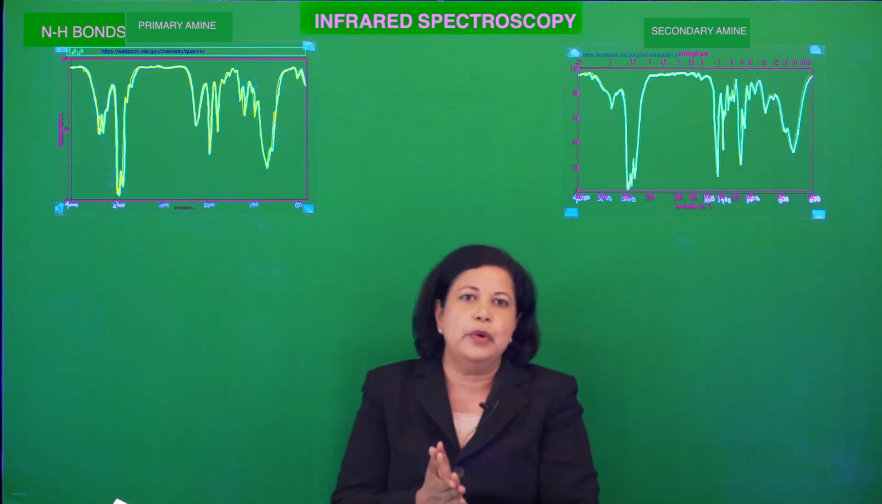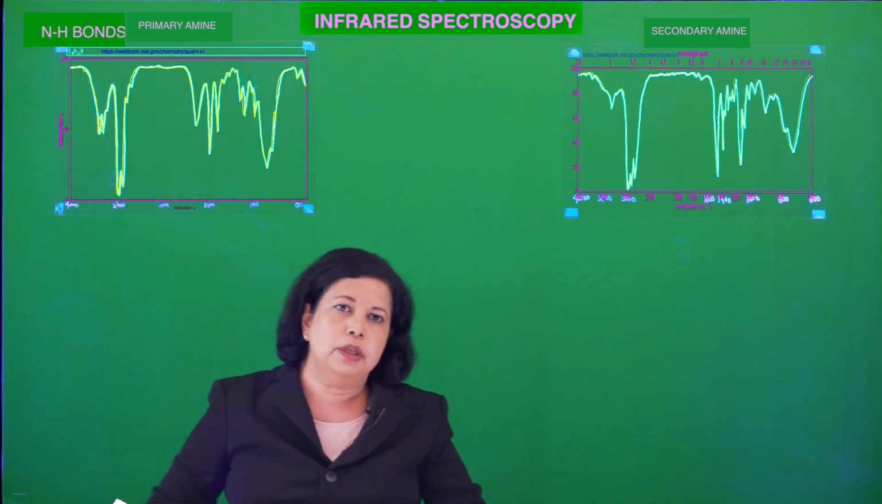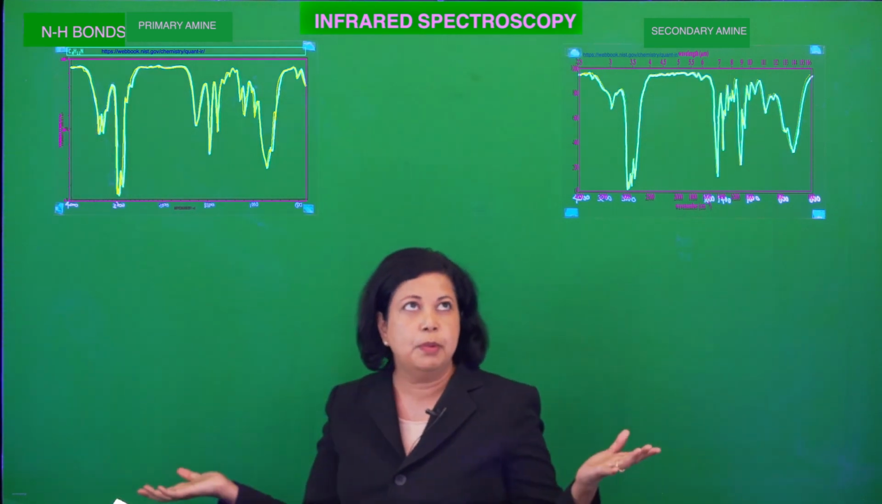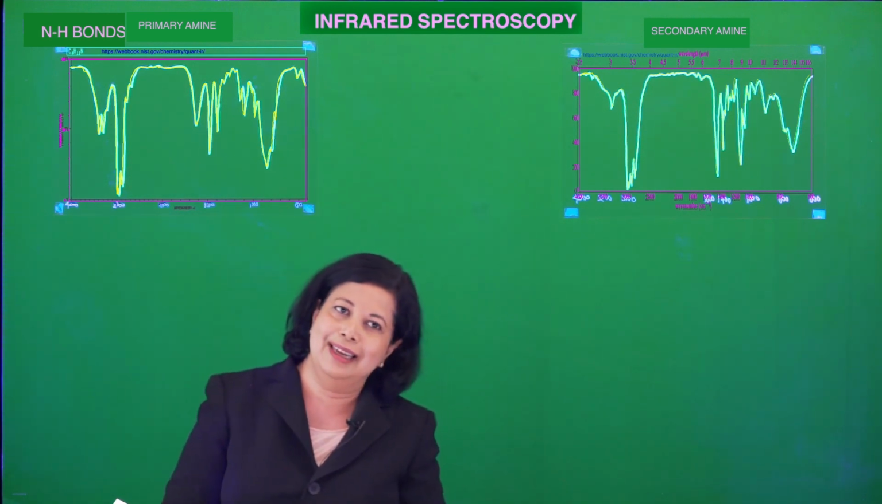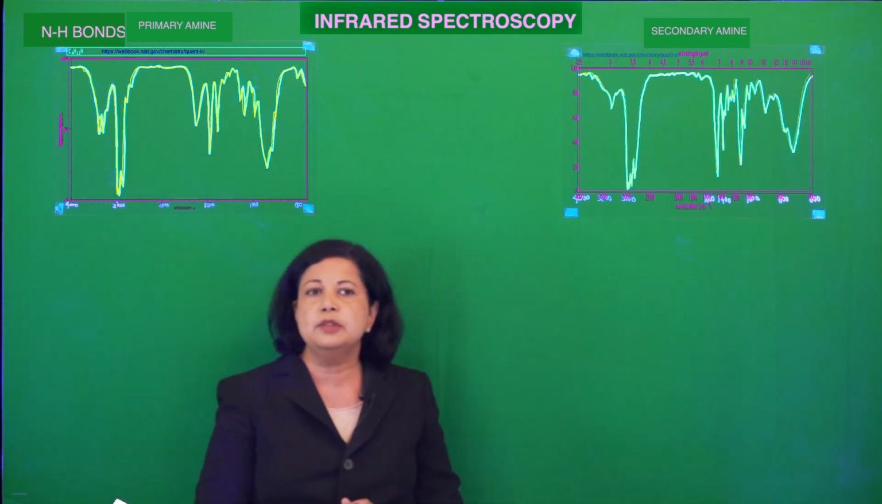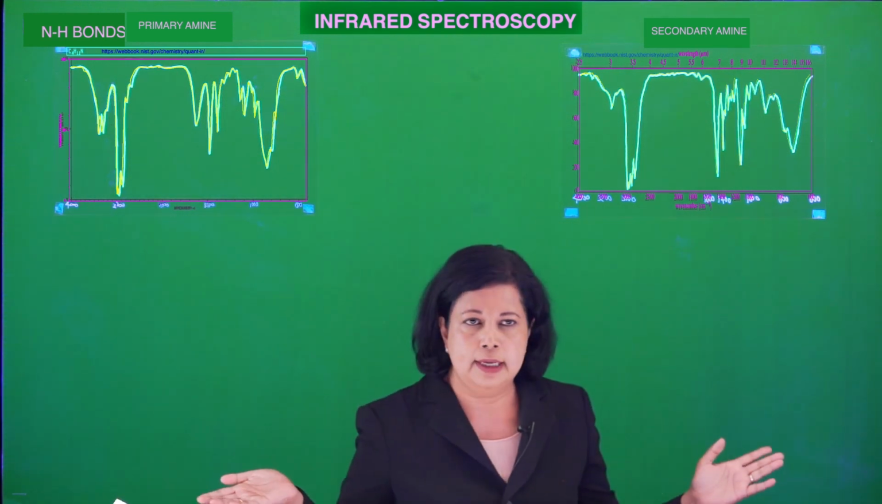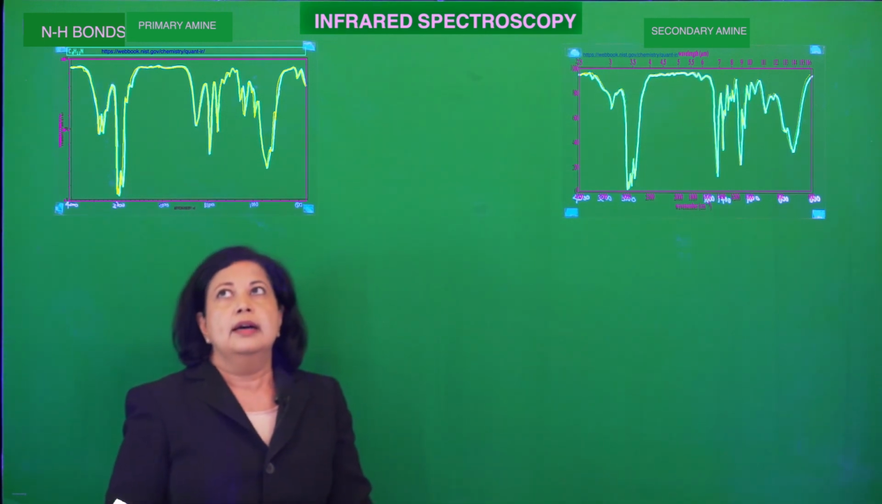Welcome back to infrared spectroscopy. We're going to talk about NH bonds. We talked about OH bonds, CH bonds. Now it's time to talk about NH bonds. Okay, let's look at NH bonds and where do we find NH bonds? Typically amines and amides. That's where you have NH bonds.